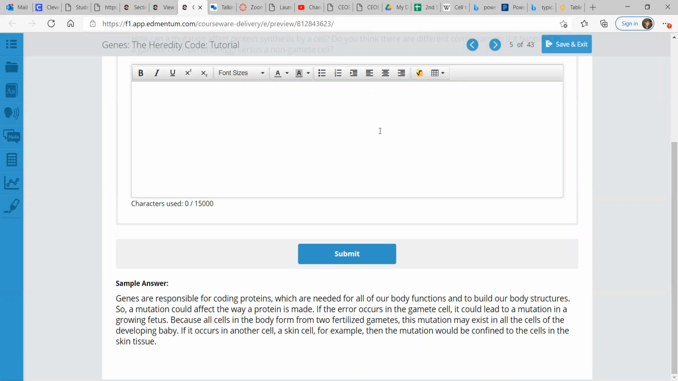of our body functions and to build our body structures. So a mutation could affect the way a protein is made. If the error occurs in the gamete cell, it could lead to a mutation in a growing fetus. Because all cells in the body form from two fertilized gametes, this mutation may exist in all the cells of the developing baby. If it occurs in another cell, a skin cell, for example, then the mutation would be confined to the cells in the skin tissue.